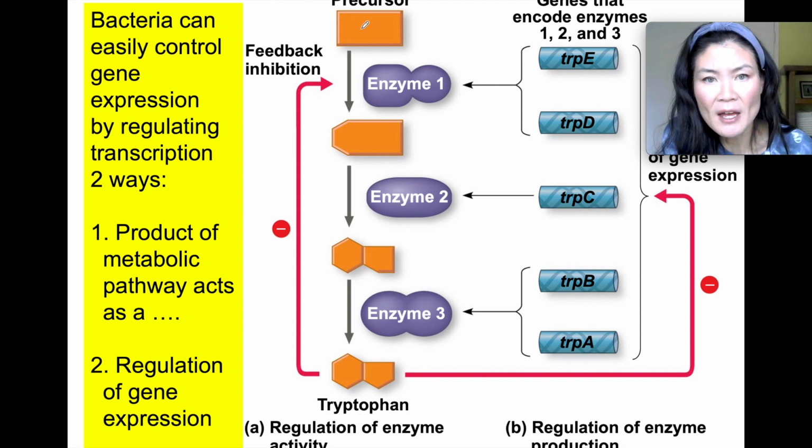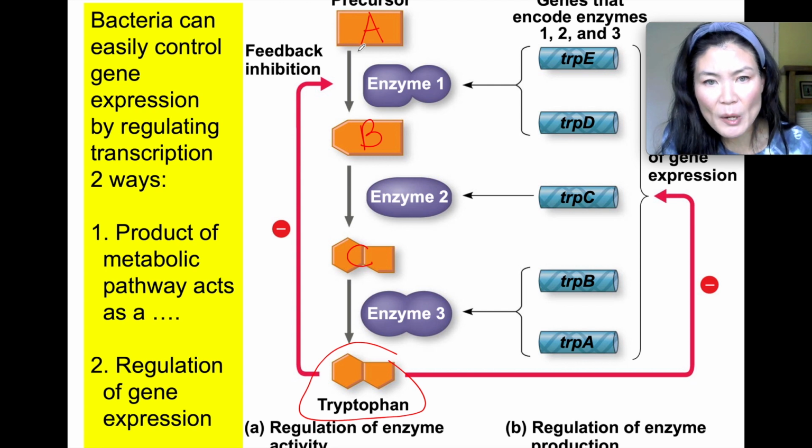So here we have a metabolic pathway. We have a molecule that is a precursor. So let's say that is molecule A. And molecule A is a reactant which is going to turn into the product molecule B with the help of enzyme 1. Reactant B is going to become product C with the help of enzyme 2. And then reactant C is going to become the final product, which is tryptophan, with the help of enzyme 3.